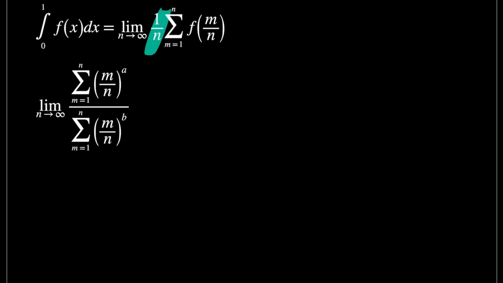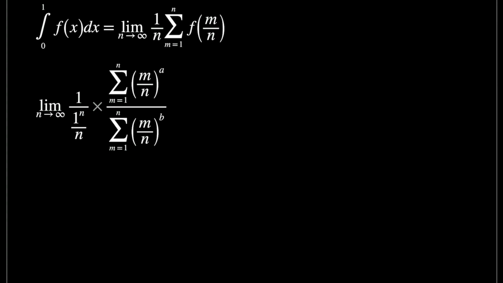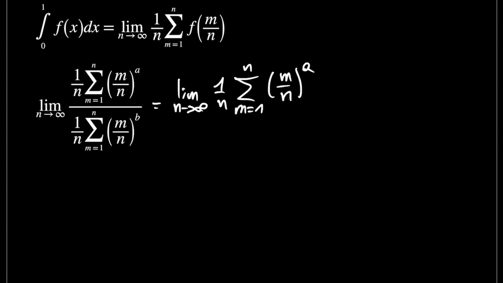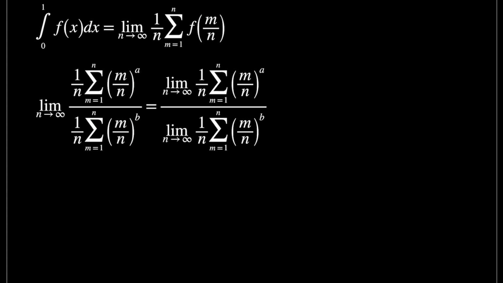First of all, we're missing this 1 over n. That's not hard to fix, because we can just multiply both the numerator and the denominator by 1 over n. So we would have 1 over n in the numerator over there and over here, and that would fix everything. Now we can just take this limit and split it up into our two parts of the fraction. So we would have the limit as n approaches infinity of 1 over n times the sum from m equals 1 up to n of m over n to the power of a, and the same thing goes for our case with b.